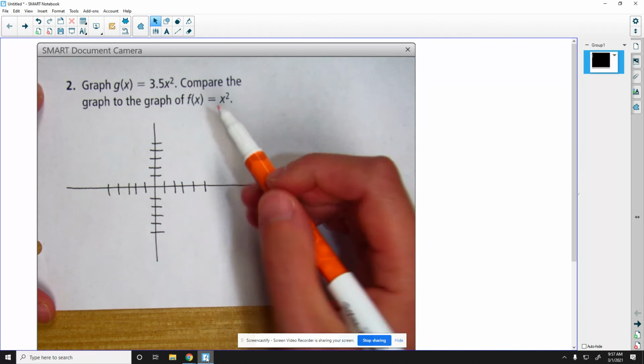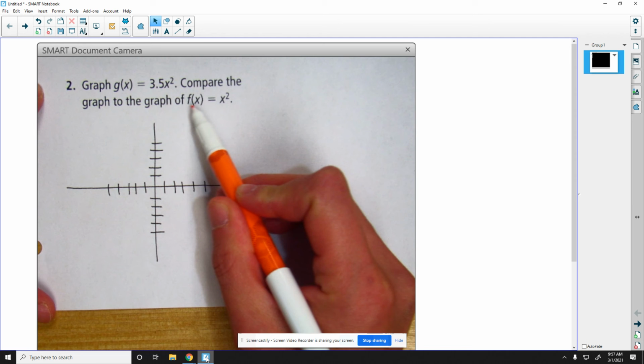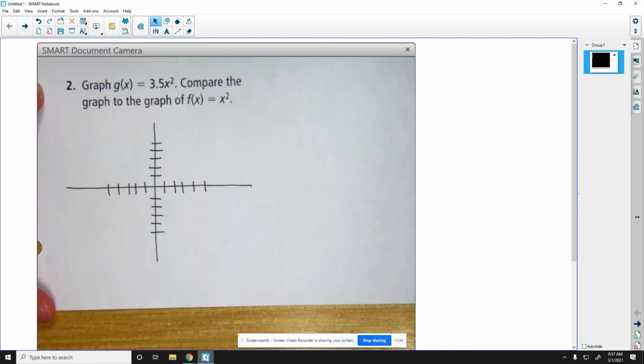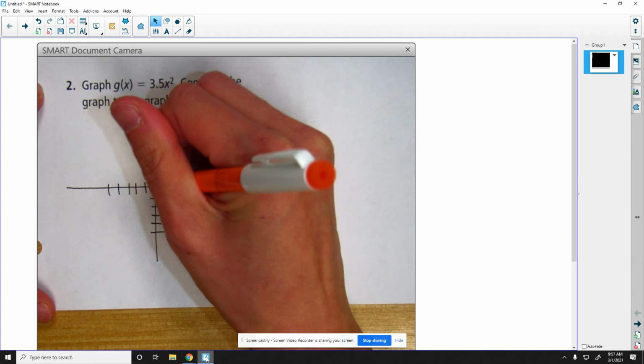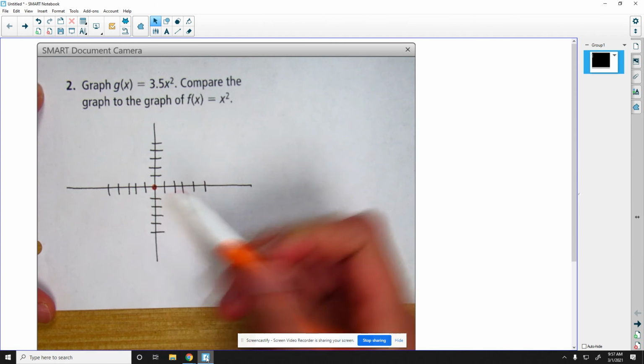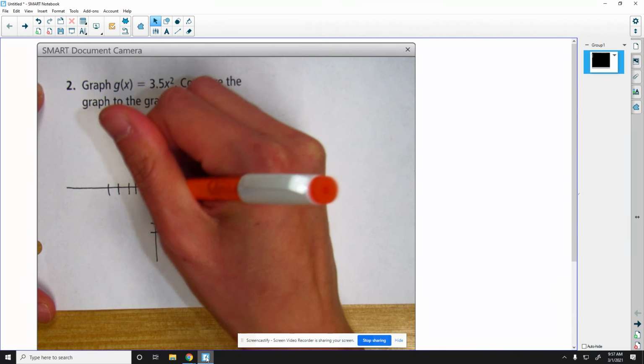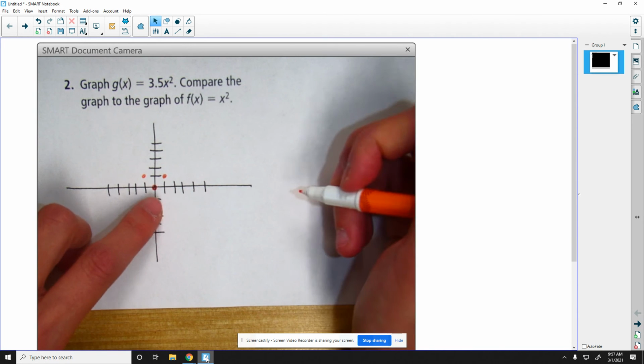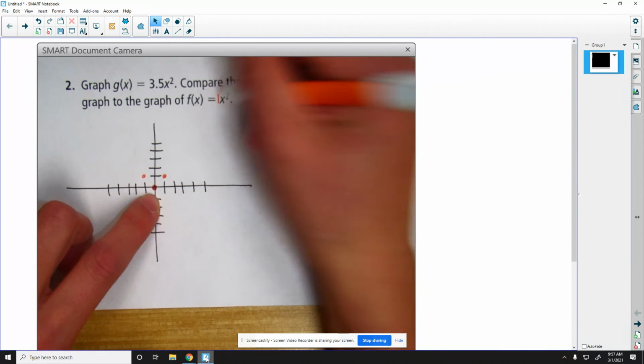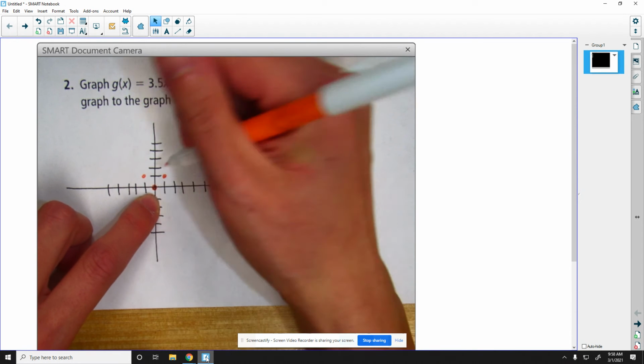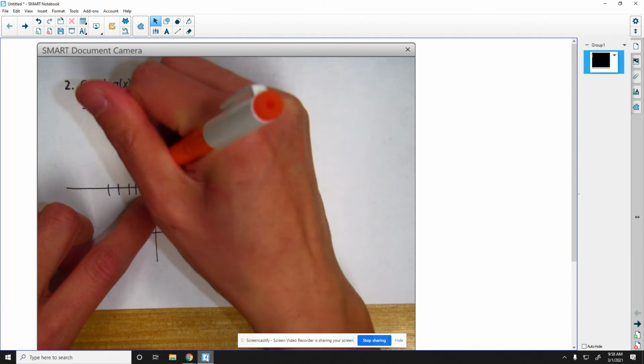Okay, so we want to compare it to the parent function being x squared. So x squared means, remember, you have 0, 0. That's your vertex. You go over 1, up 1, over 1, up 1. And the reason why you're going over 1, up 1, is because x squared is 1x squared. That's why you go up 1. So that is my parent function.